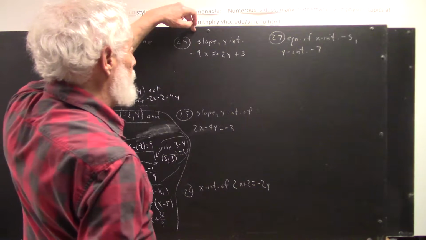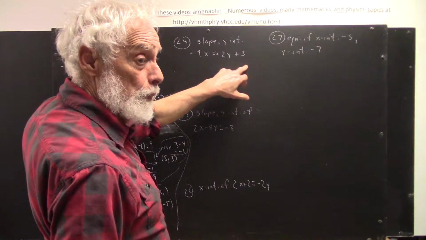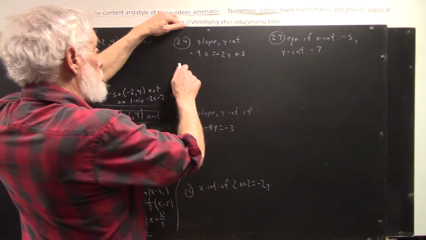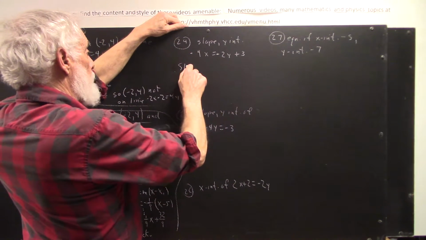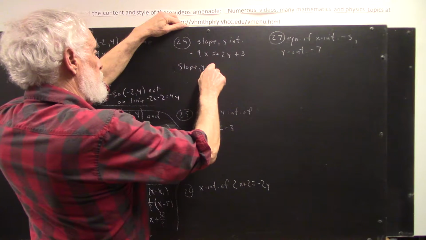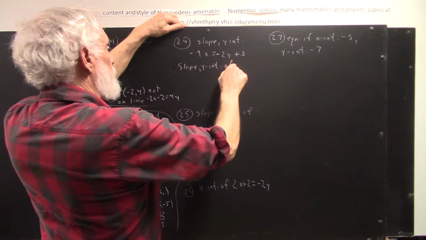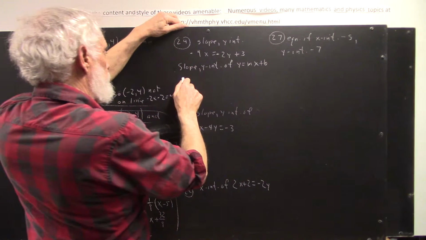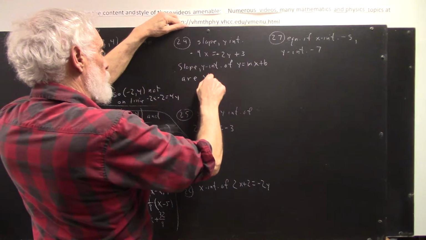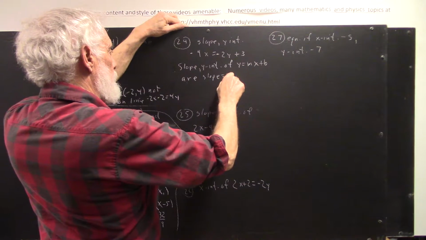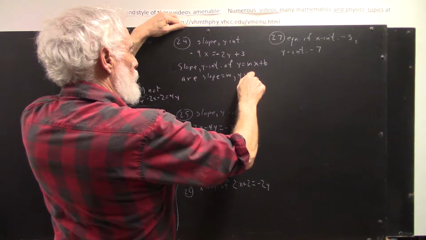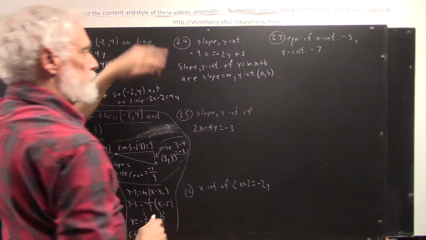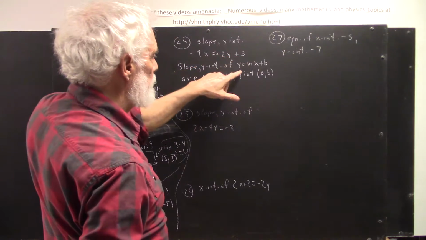Okay, now what's the slope and the y-intercept of the equation negative 4x equals negative 2y plus 3? Well, the slope and the y-intercept of y equals mx plus b are, well, slope equals m, y-intercept is (0, b). So we want to put this equation into this form.